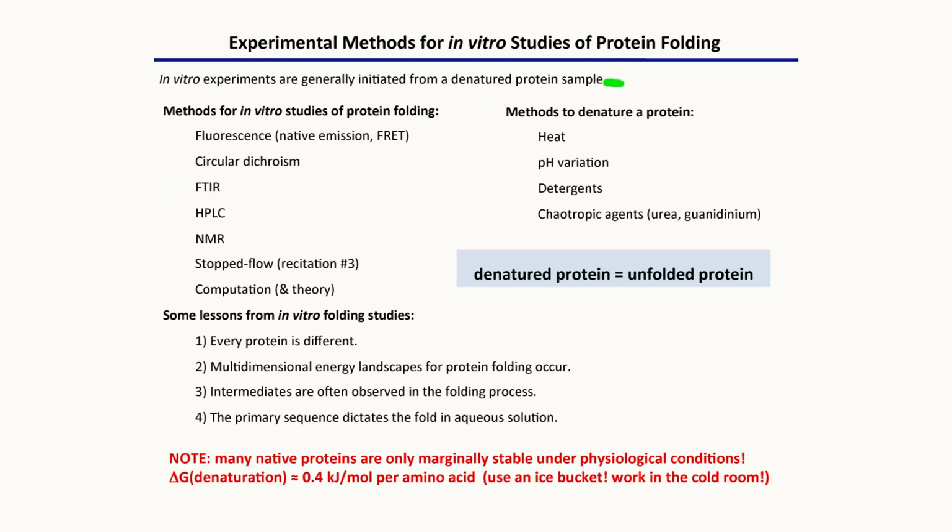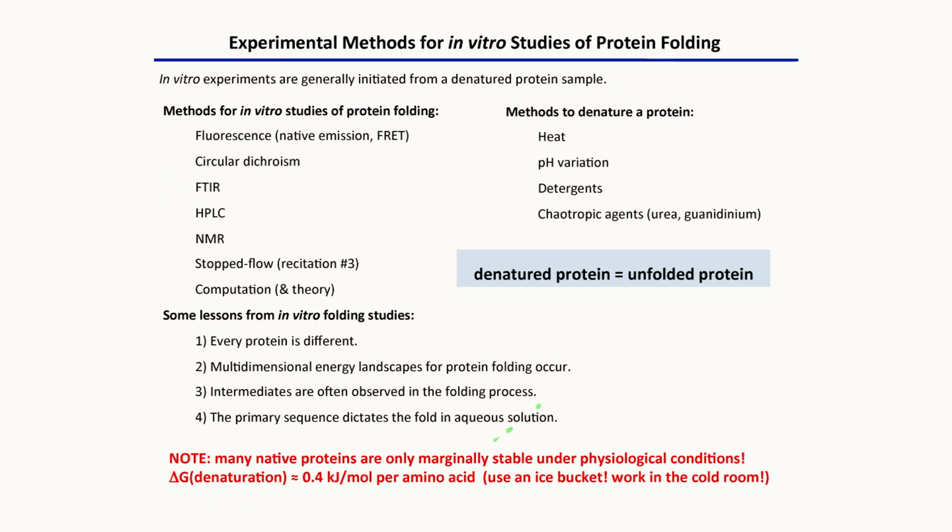What are some methods to denature a protein? So here we saw urea used. There are many others, whether that be heat or pH. And denatured protein means unfolded protein in the context of the lectures in this course. So often studies in vitro start from using an unfolded protein sample, and then you look at how folding progresses.